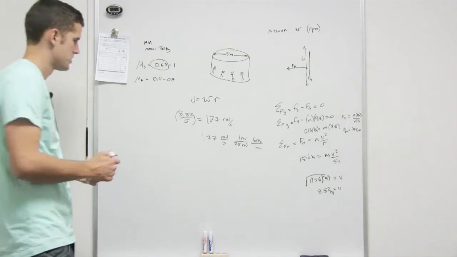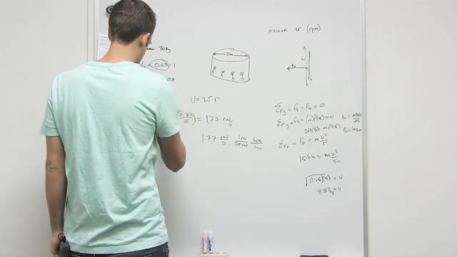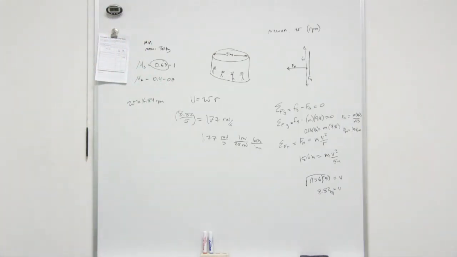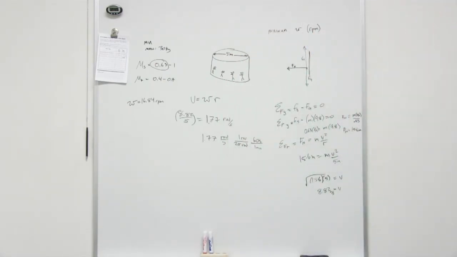16.84. Yeah, that looks good to me. Oh, so it's incorrect. Shoot. Do I need to times that by 180 over pi? No, because it's already in radians. You don't use degrees at all for this one. So let's see.